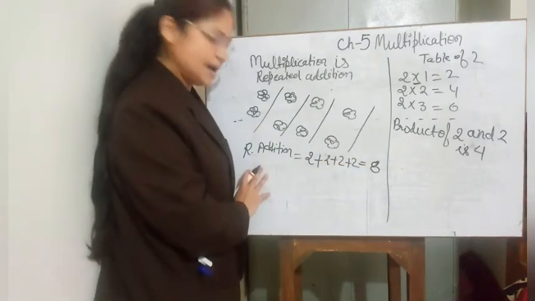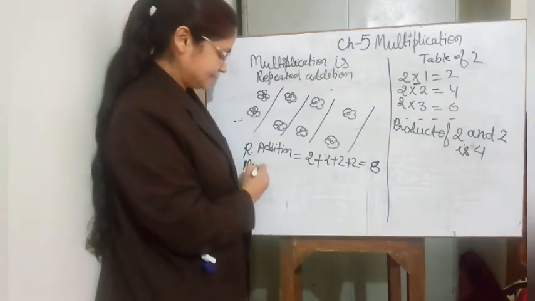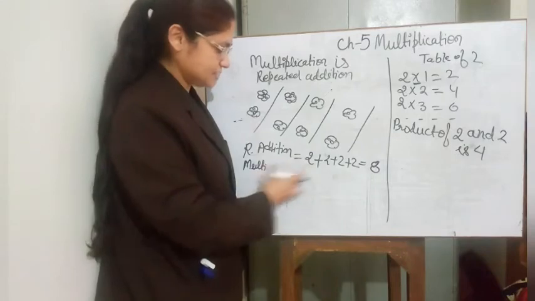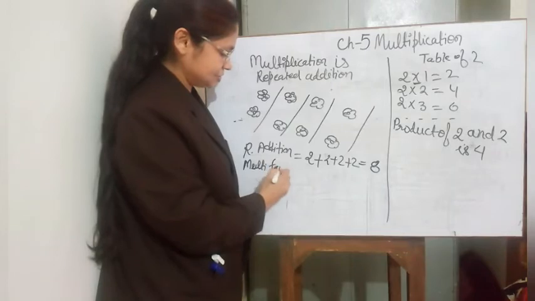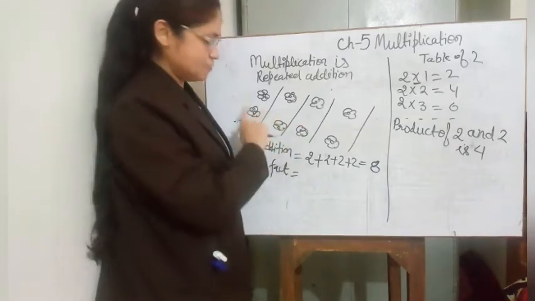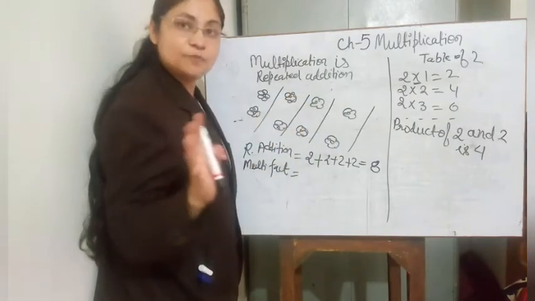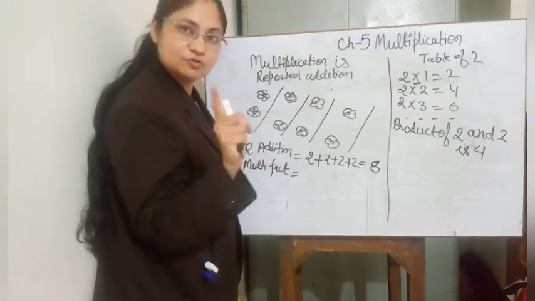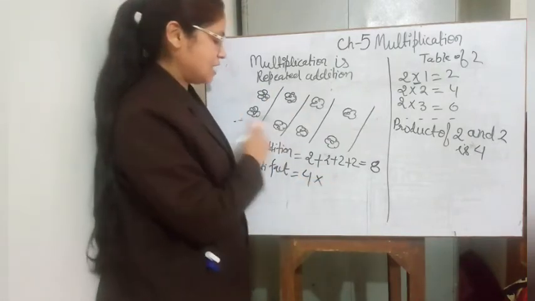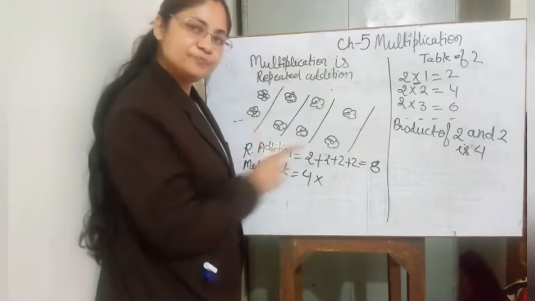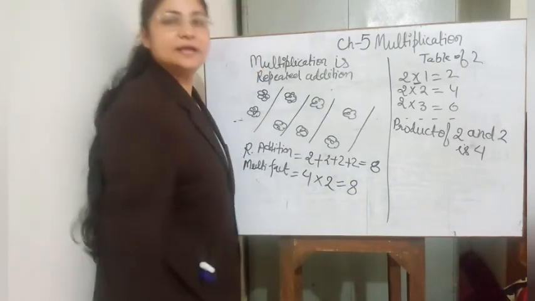Now if I will write the multiplication fact, I am writing in short because there is not so much space for me. So multiplication fact. How many groups are there? 1, 2, 3, 4. I am asking about groups. Flowers are 8, but groups are 4. So I will write 4. Now, how many flowers are there in each group? 2 flowers. So I'll write 2. We will get answer 8.